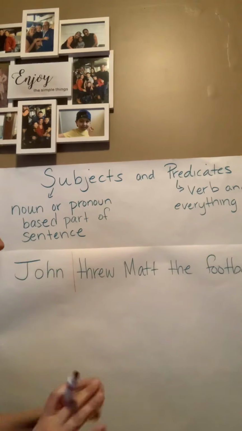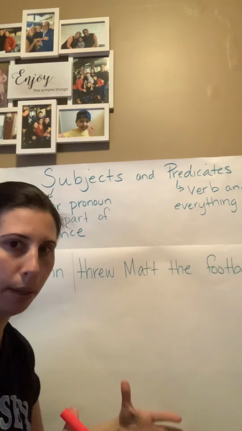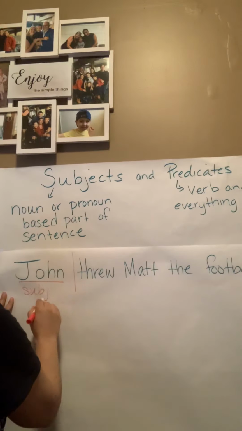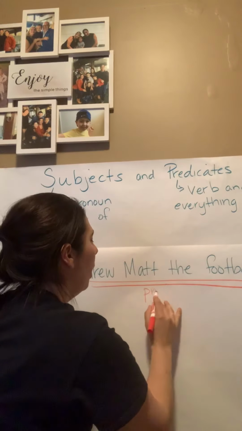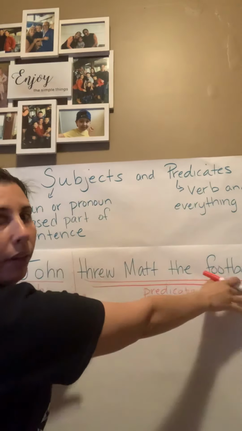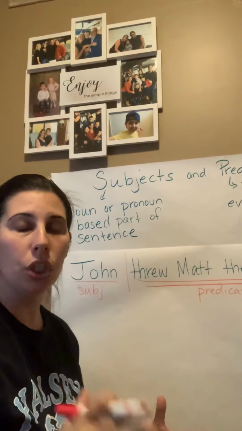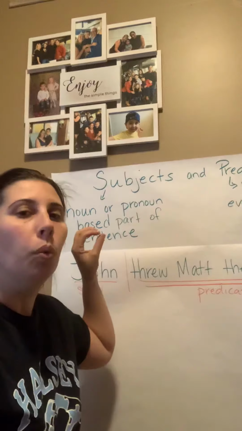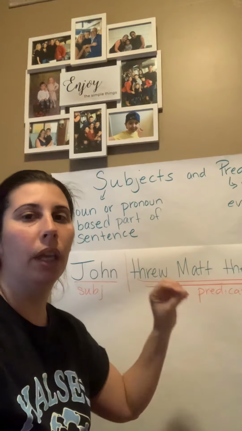This is just simple, not taking it into complex parts. That's what I'm saying by simple. So we would say John is our subject, and threw Matt the football is our predicate. Basically our verb and everything else becomes our predicate. And that's all you really need to do when you're looking for your subject and your predicate. For the subject, you're saying, okay, what is doing the action? Or what is performing the verb?